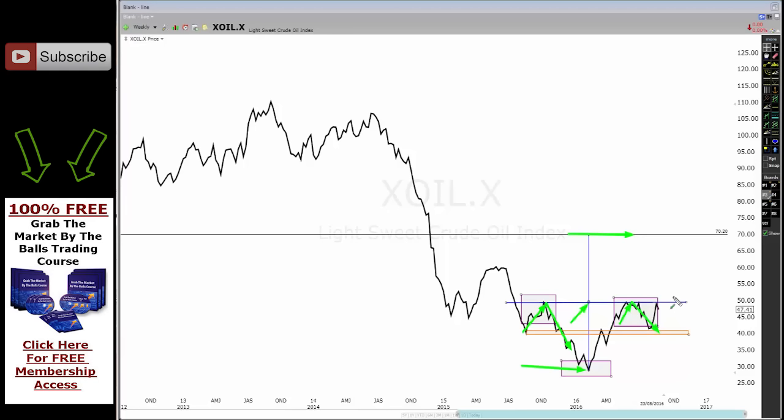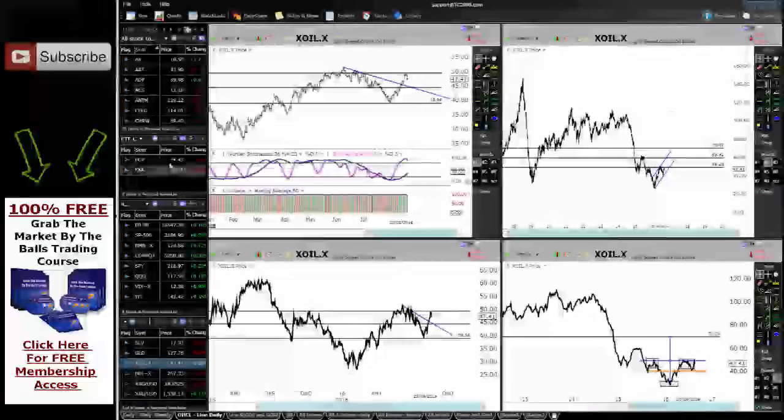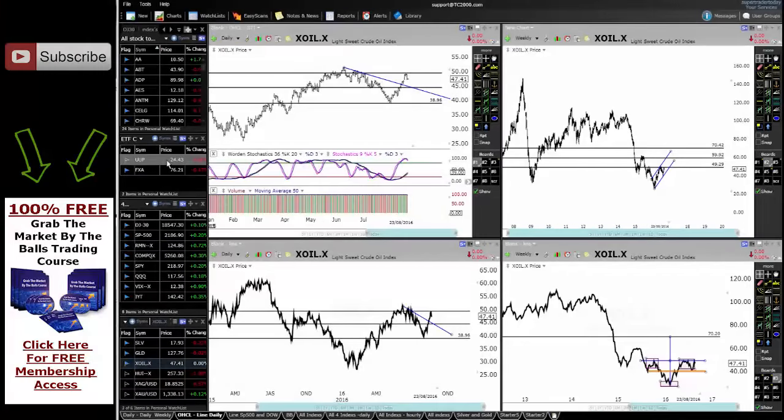Once we really start to get above that 50 level, I'm looking to buy long-term. I'm looking to get into long-term options with the market. Probably USO would be the one that I'm looking at getting into. So keep an eye on that one. I will be indeed.